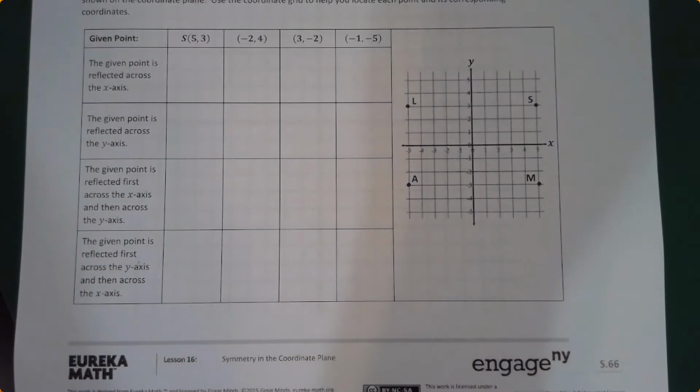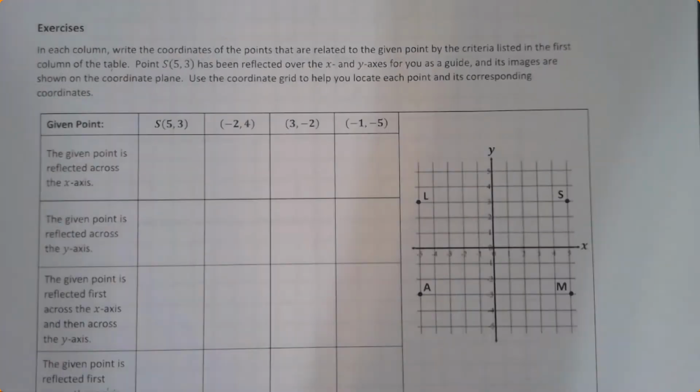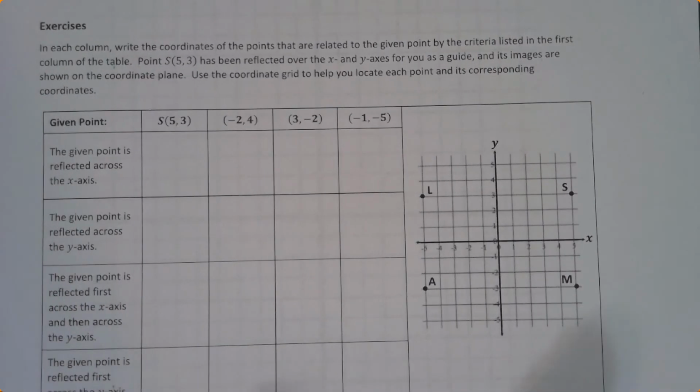All right, let's look at the next one. So in this exercise here, in each column, write the coordinates of the points that are related to the given point by the criteria listed in the first column. All right. Point S, (5, 3), has been reflected over the x and y axes for you as a guide, and its images are shown on the coordinate plane. Use the coordinate grid to help you locate each point and its corresponding coordinates.